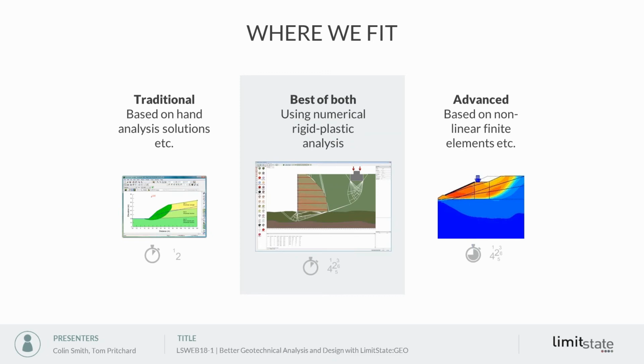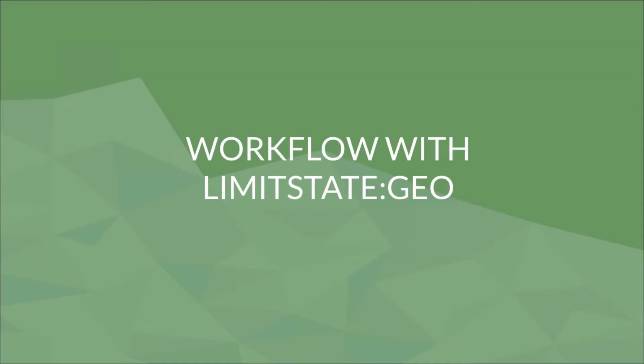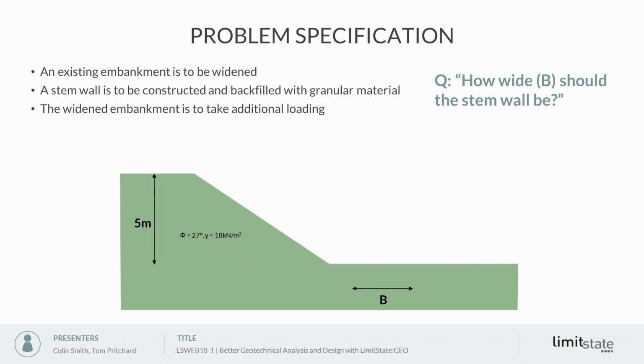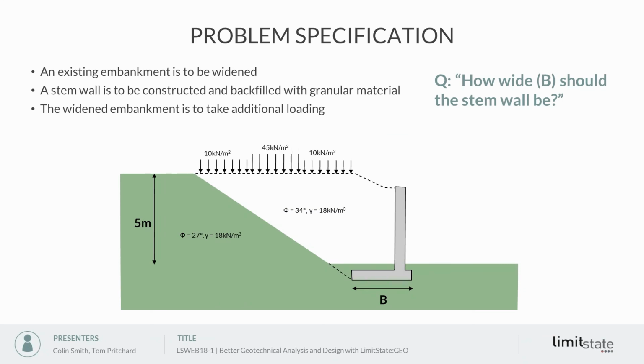So that's enough introduction. Let's have a look at the software and how it can be used. We're going to start by looking at how we can solve a relatively simple problem from start to finish. This will be an extension of an embankment using a stem wall. So we need to widen an existing embankment. We're going to use a stem wall to allow that to occur, and the widened embankment has got to take additional loading.